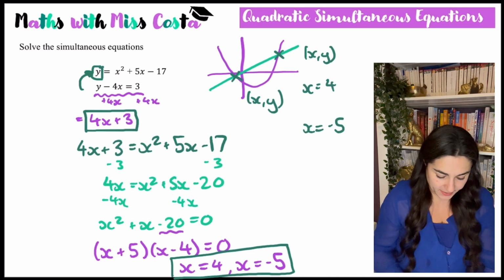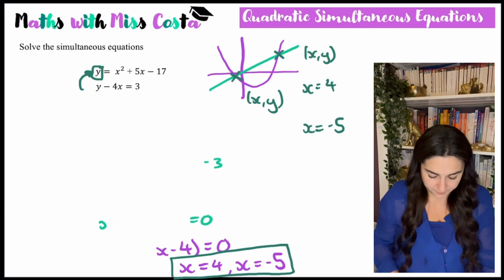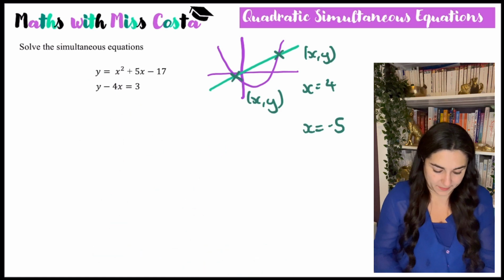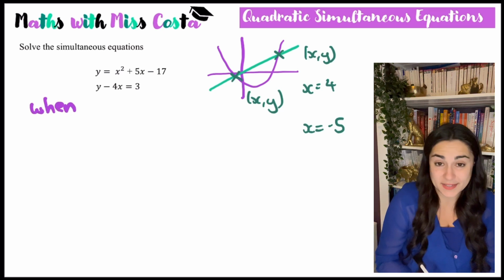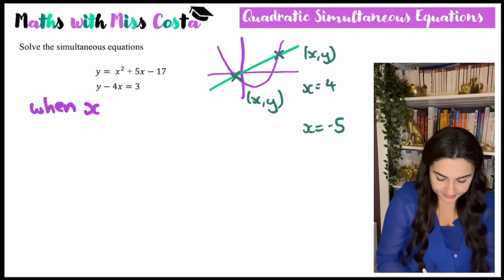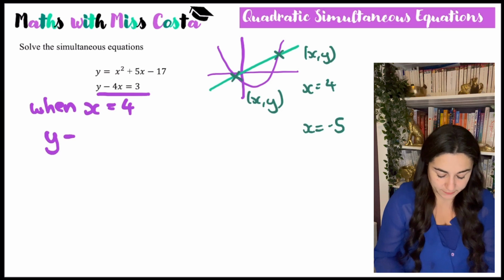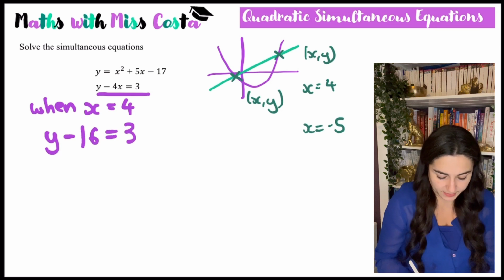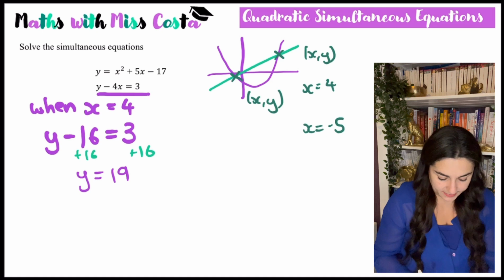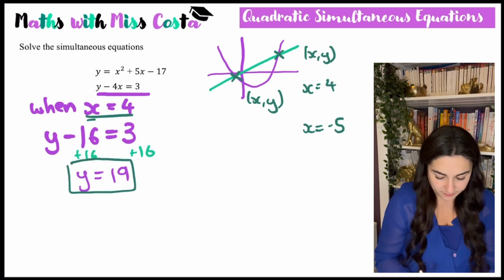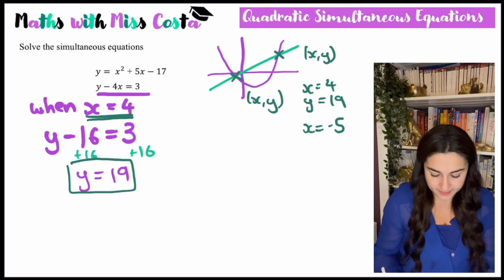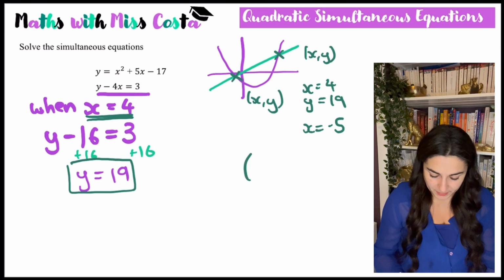So let's roll up this working so we can make space and figure out what the y coordinate will be. Well, once I've figured out what the x coordinates are, I can just substitute into the easiest equation. So when x is 4, I'm going to substitute into this. So y take 4 times 4, which is 16, y take 16 equals 3. If I add 16 to both sides, I'm left with y equals 19. So that is one of my solutions. So when x is 4, y equals 19. So therefore the coordinate would be 4, 19.